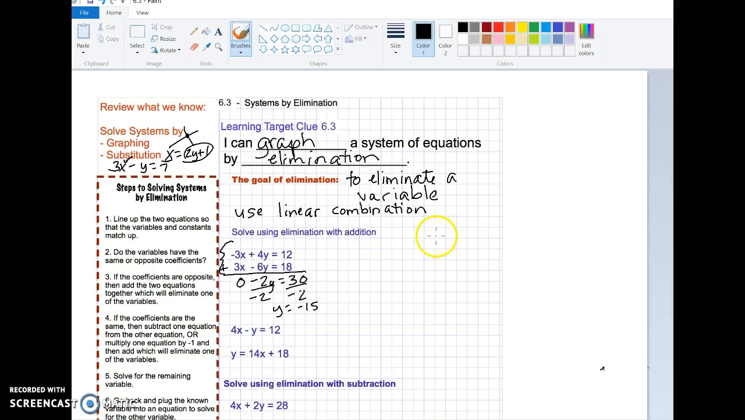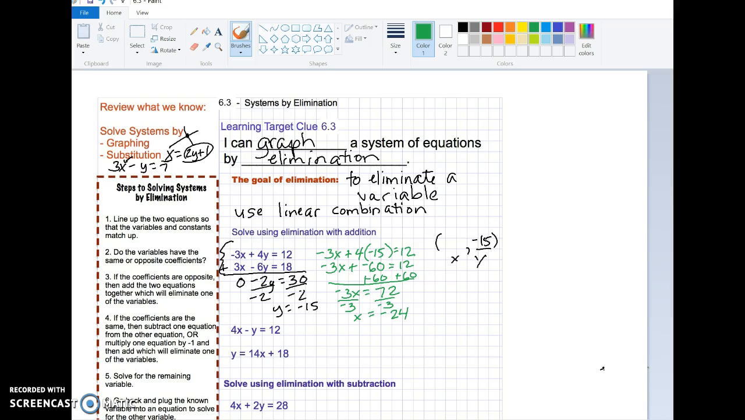Well, now I know what my y is. My y is negative 15. Okay? So now I just have to figure out what x is. And the way that I figure out what x is, is the same way I did it with substitution. I take the negative 15 for y, plug it into one of the equations for y, and find out what the x is. So why don't you go ahead and do that. Take the negative 15, choose one of these equations, plug it in for y, and solve for x.